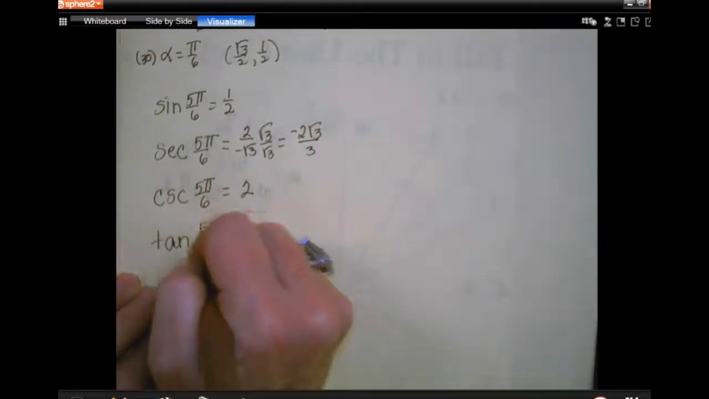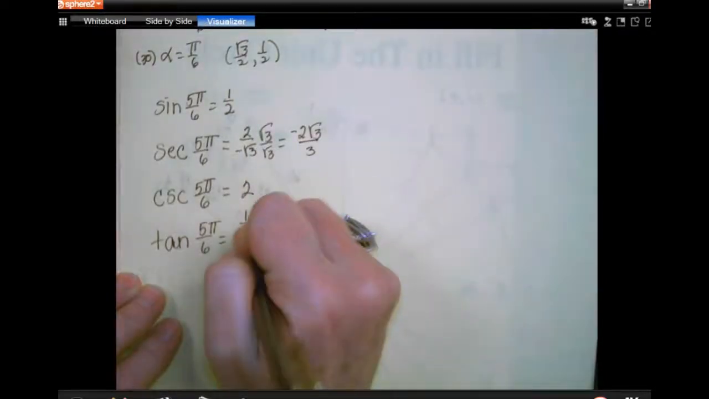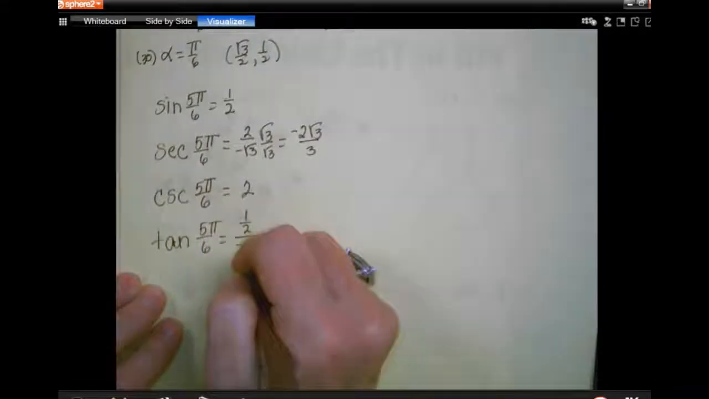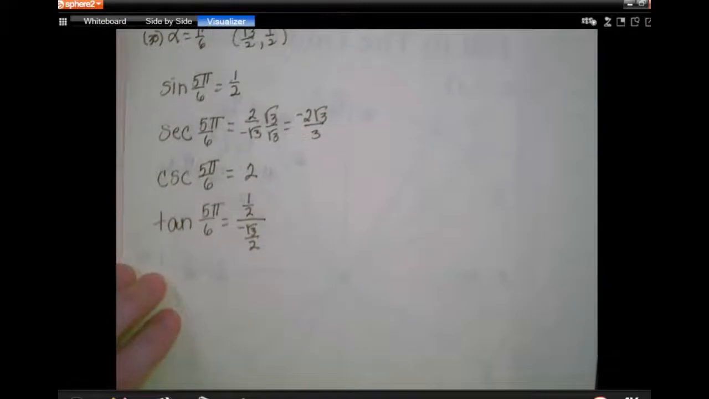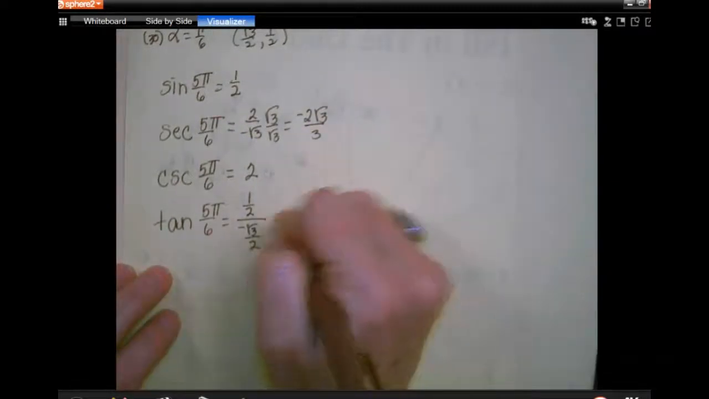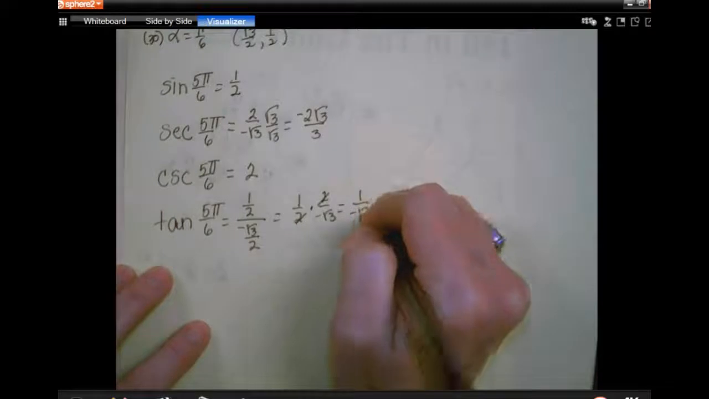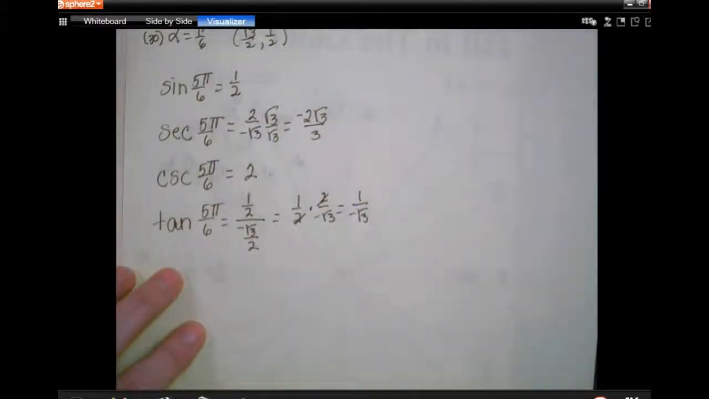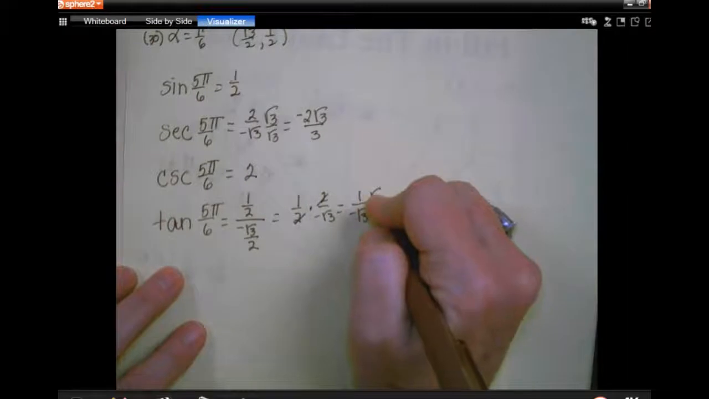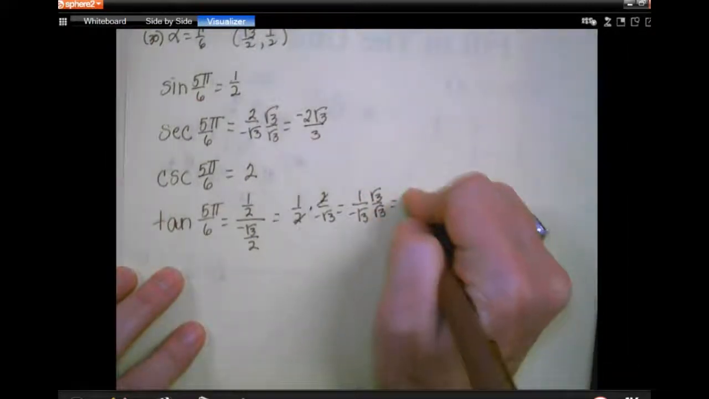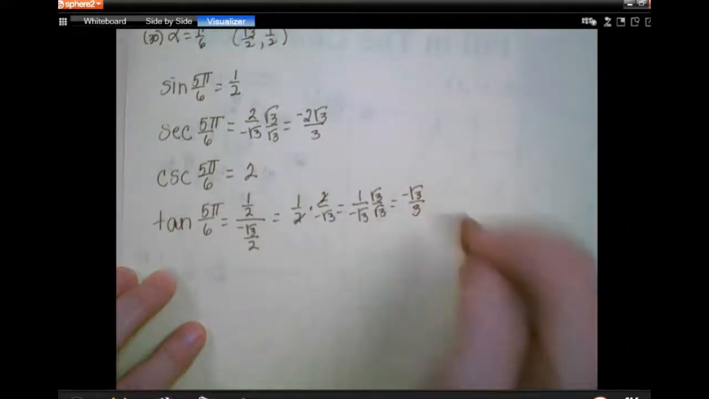So then I want the tangent of 5 pi over 6. Y over x. So my sine is a half, and my cosine is negative square root of 3 over 2. Flip which one? Flip the bottom. So I get 1/2 times 2 over negative square root of 3. The 2's cancel out, and I have 1 over negative square root of 3. Can I have that on the bottom? So I get a negative square root of 3 over 3.